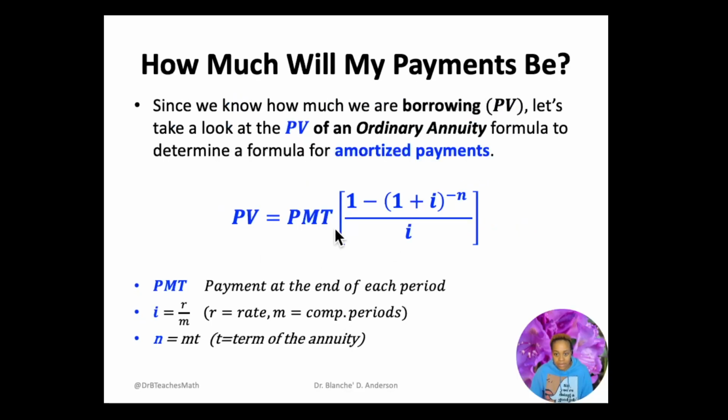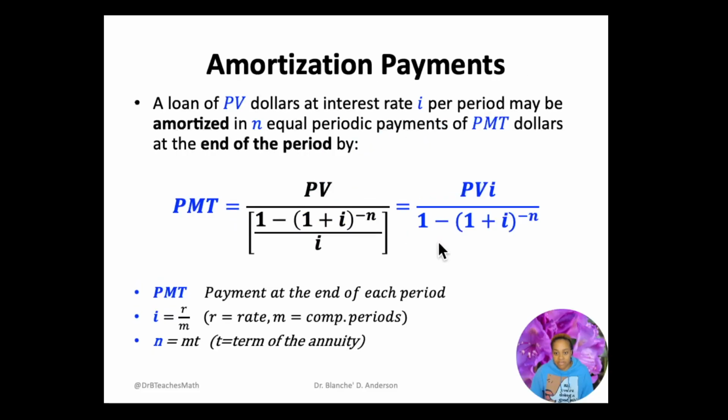So if I go back, we're just going to take this part and divide it. And when you divide it on both sides and you simplify it, do a little algebra, you end up with this nice little formula over here that helps you determine what you have to make for payments.